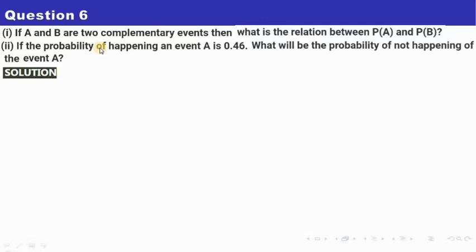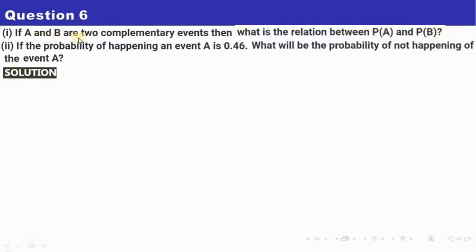So let us continue with the series of questions on probability. The first question for the day is question number 6, and let me read the question for you. The question says, if A and B are two complementary events, then what is the relationship between P of A and P of B? P of A stands for the probability of event A occurring and P of B stands for the probability of event B occurring. So we need to find the relationship between P of A and P of B.